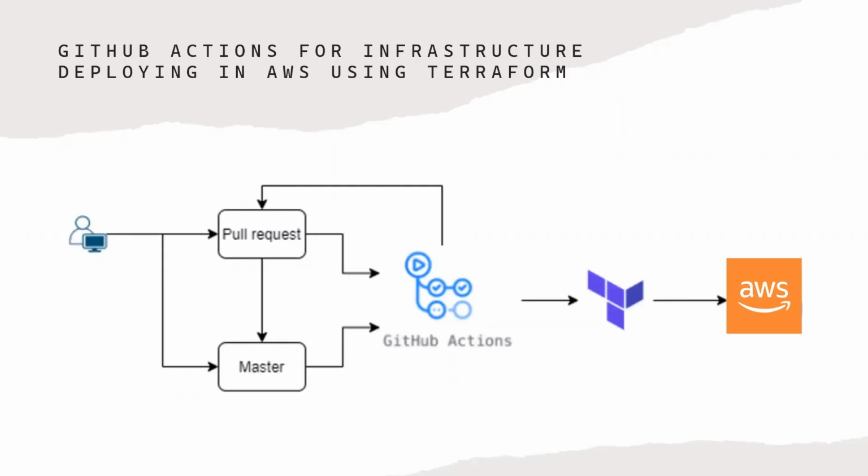In today's tutorial, we are going to learn how you can use GitHub Actions for deploying an infrastructure into AWS by using Terraform. What is GitHub Actions, first of all? Ideally, when you have written some code and you want to perform any CI/CD operations, the first thing which comes into your mind is Jenkins.